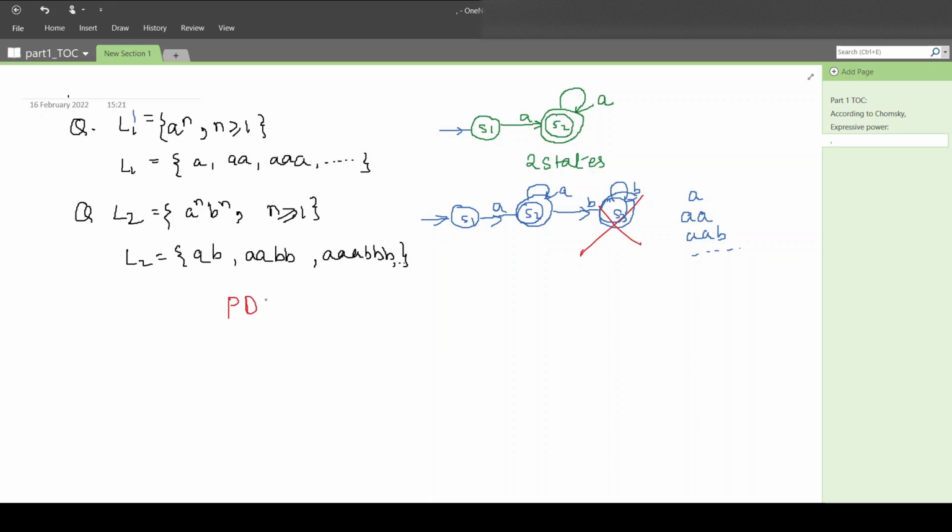PDA says, I'll give you a stack along with the finite automata. So stack plus finite automata is what we need currently. How we'll do it, we'll see now. Yes, I'll draw.